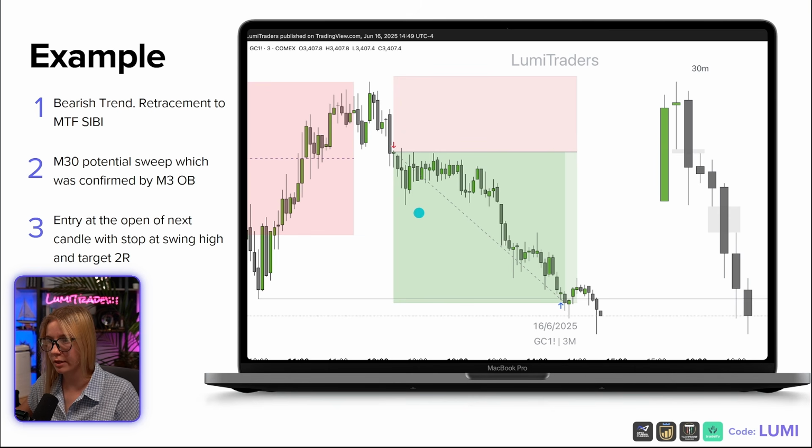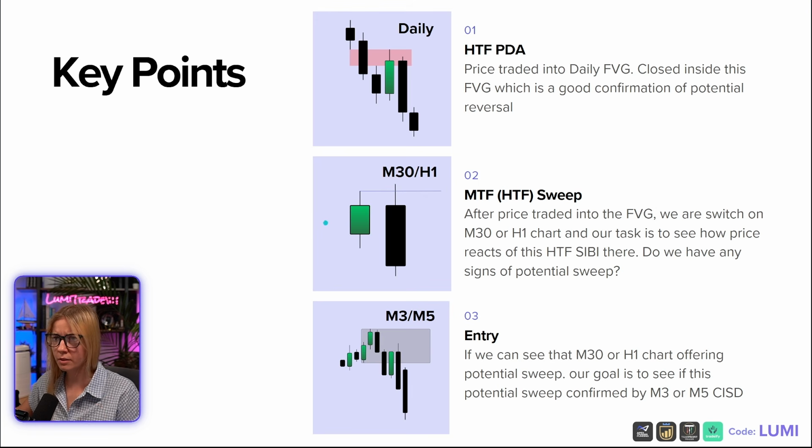We got the closure, I entered the trade. Okay, guys, I'm going to highlight key points again, because once again, you don't need to look for reversal from nowhere. The reversal will happen from high time frame level. Always. So first, high time frame PD array. For example, let's take a look at an example right here.